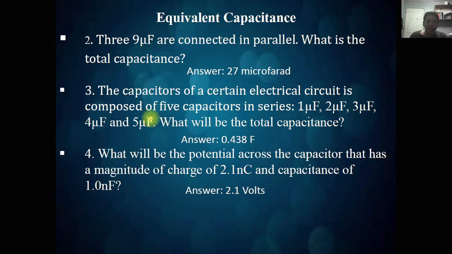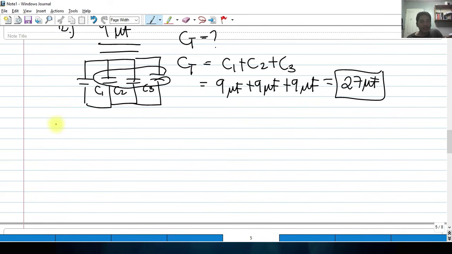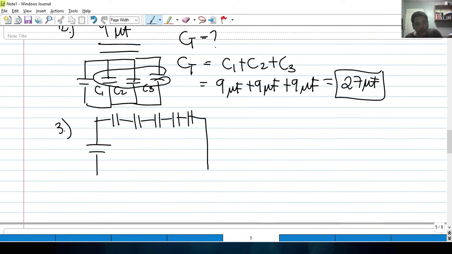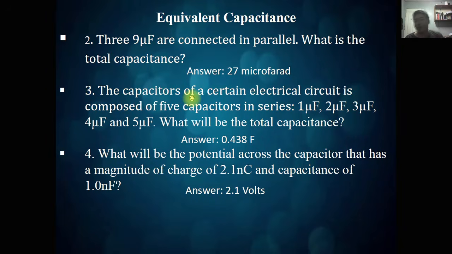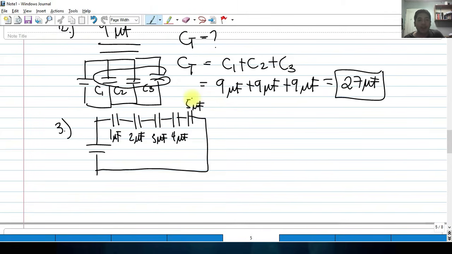For number 3, the capacitors of a certain electrical circuit are composed of 5 capacitors in series. So we have 5 capacitors connected in series, and we have to draw them: 1, 2, 3, 4, 5 capacitors connected in series. This is 1 microfarad, this is 2 microfarads, 3 microfarads, 4 microfarads, and finally 5 microfarads. So the problem is asking us what will be the total capacitance of this circuit.